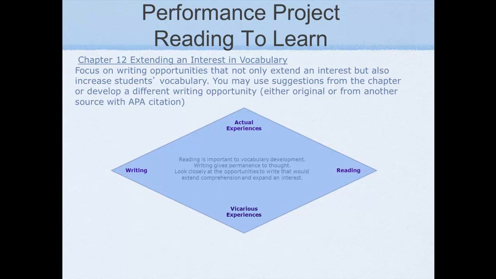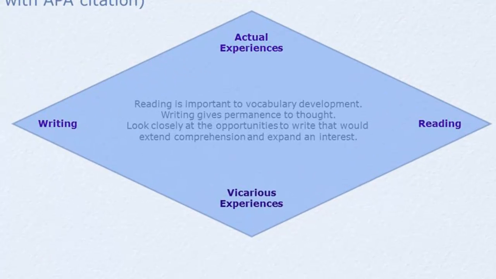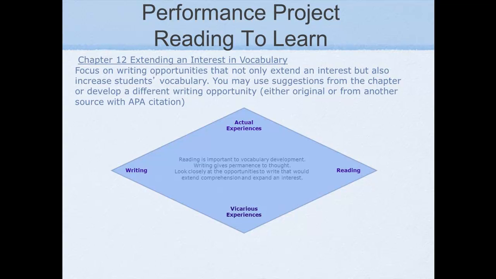Chapter 12, Extending an Interest in Vocabulary. Reading is important to vocabulary development. Writing gives permanence to thought, so look closely at the opportunities to write that would extend comprehension and expand an interest. Focus on writing opportunities that not only extend an interest, but also increase students' vocabulary. You may use suggestions from the chapter or develop a different writing opportunity, either original or from another source. If you use another source, you do need to include an APA citation.